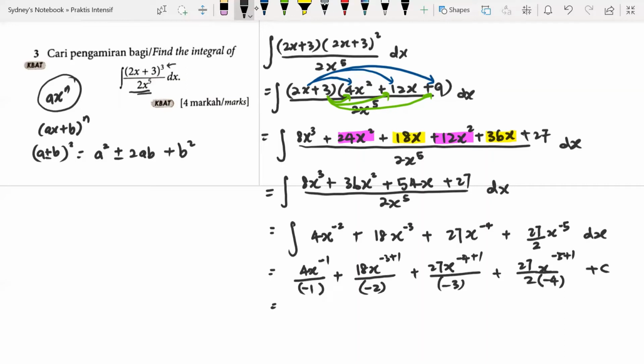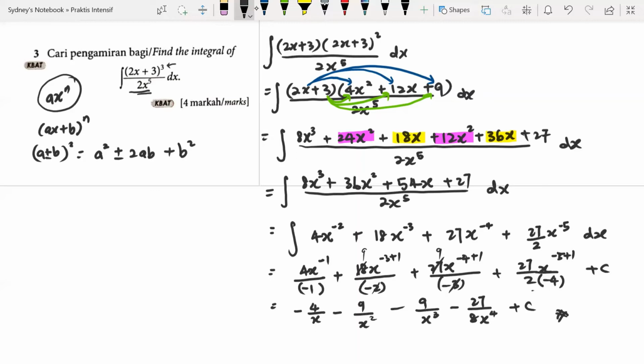Let's simplify. We will have negative 4 over x, and then this one simplified. Okay, positive times negative, we get negative 9 over x to the power of 2, and then minus, this one simplified, we have 9 over x to the power of 3, plus over here 2 times negative 4, that is negative, so it's minus again, 27 over 8x to the power of 4, and then plus c. That's it. That's the answer for question number 3.